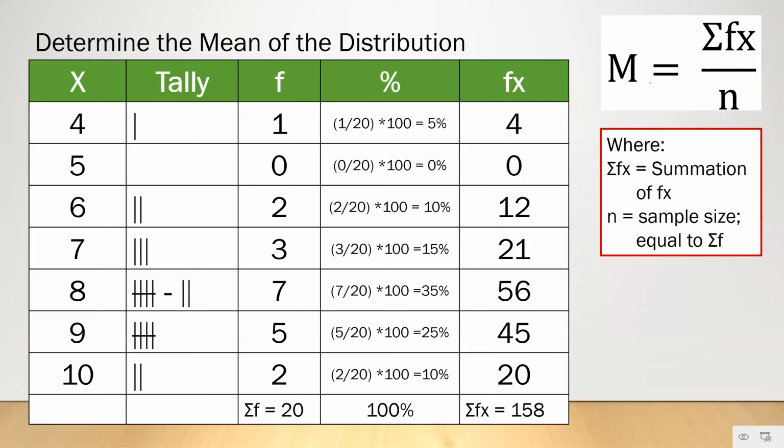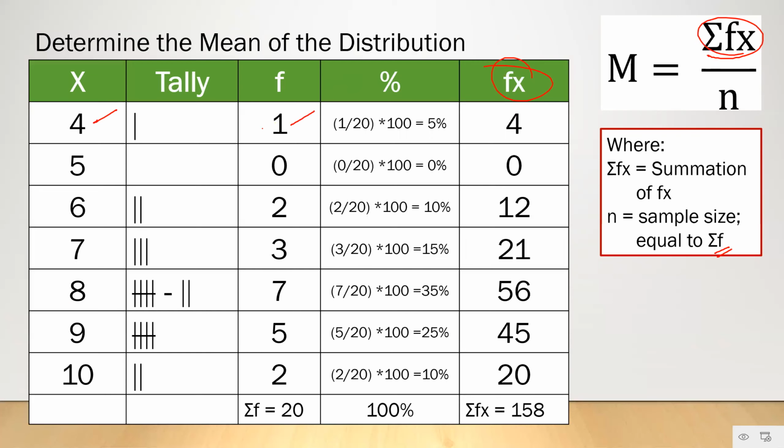So the mean, or the X bar, in this case I will be using capital M, just like in the textbook, is computed by dividing the summation of fx by N, or the summation of f. To compute the mean of a data set presented in a simple frequency distribution table, you should obtain the summation of fx. We do that by creating another column, the fx column, where we multiply the x and the f.